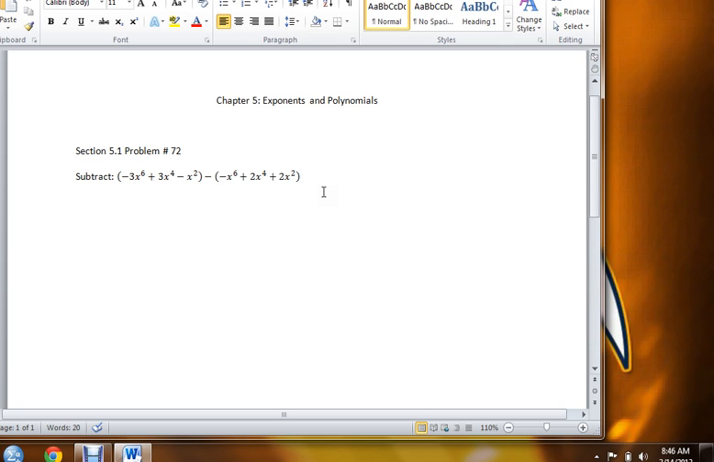We're going to start with Section 5.1, and I chose one of the biggest and scariest looking problems from that section, number 72. So here we have two polynomials and we're subtracting them together.